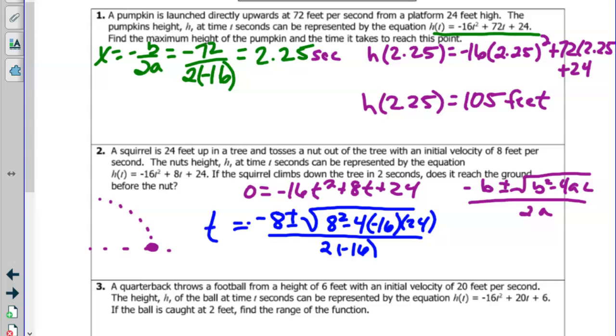Type that in your calculator and you just give me the decimal. What are the 2 decimals you would get? This would be the square root of 1600, I'll tell you. So it'd be 40. Very good. So 8 plus 40 divided by negative 32, what would we get? Negative 1.5.